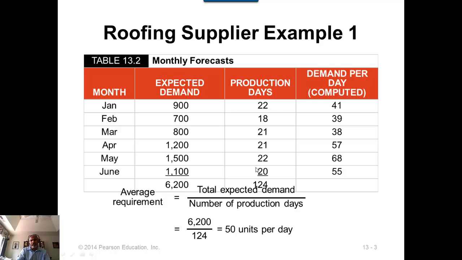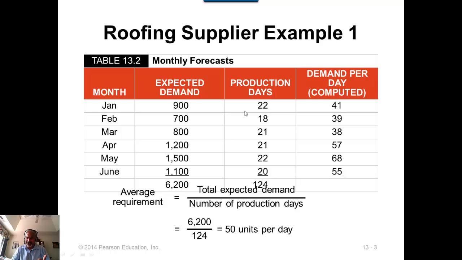Okay. Some problems will give you the production days, some problems will just assume the same number of days for each period, especially if you're doing the production planning in quarterly intervals, like quarter 1, quarter 2, quarter 3. Quarters tend to have the same number of production days as opposed to months. So if your aggregate plan is on a time basis like quarters, you would not see production days. So you have to adjust your computations accordingly.